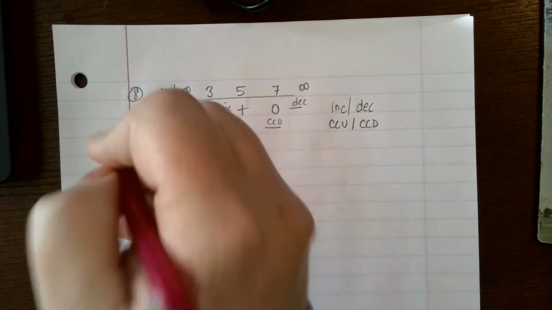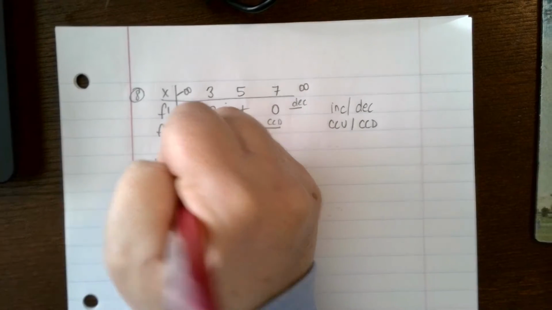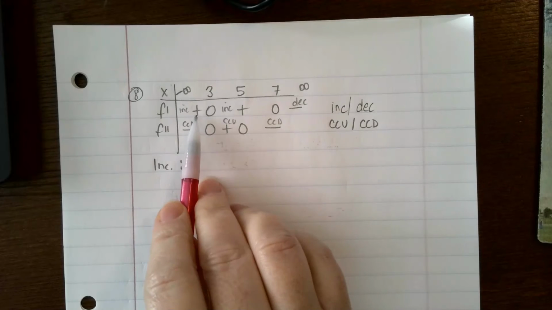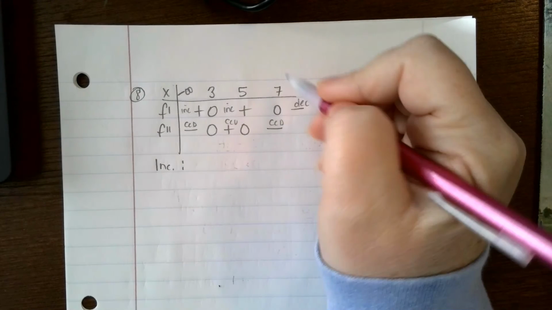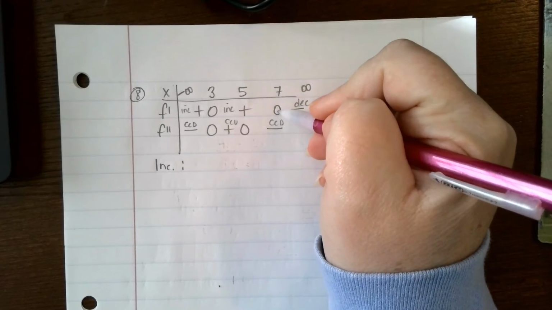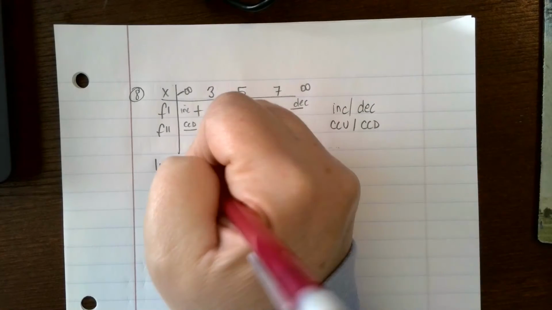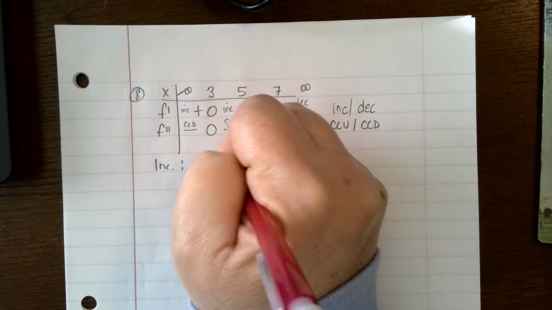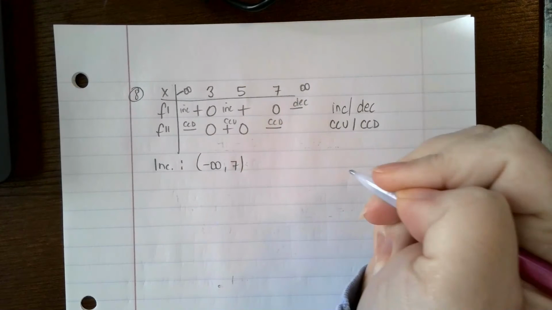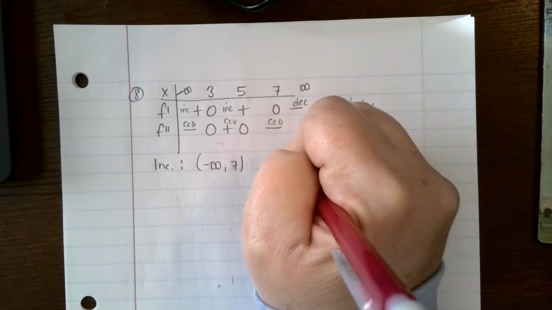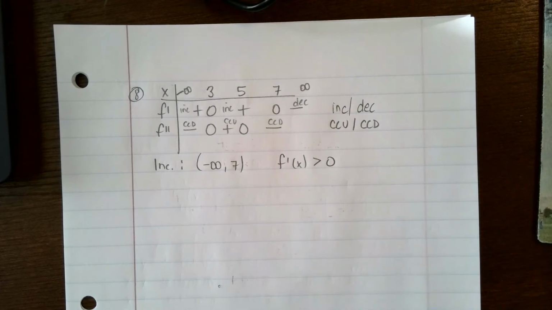Now, the first thing they wanted was intervals of increasing. Well, we're increasing right here and right here, all the way to this 7. So we're going to increase from negative infinity to 7. Now on the quiz it's not going to ask you why, but on the test it is, so we need to say why. The reason, if we're justifying our answer, is because the first derivative is greater than 0.